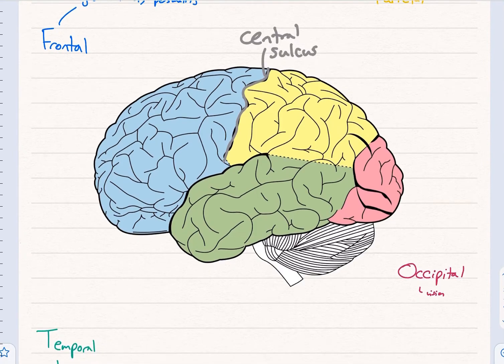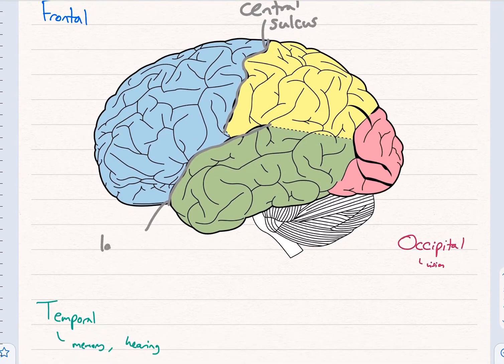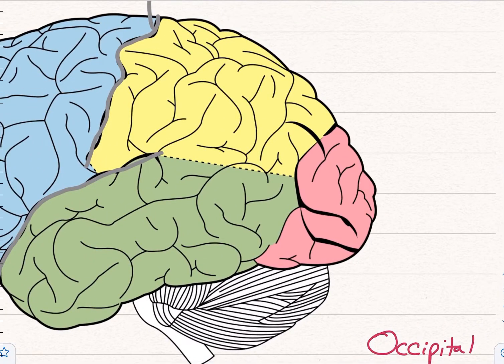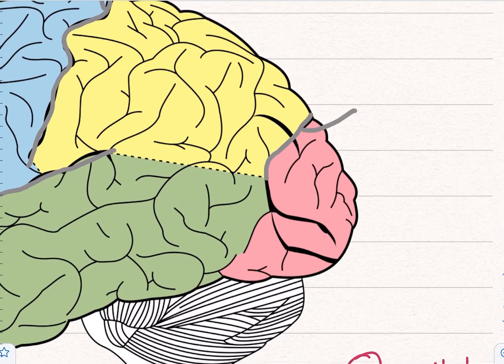The next one we're going to talk about is this one here. This is called the lateral fissure, also known as the Sylvian fissure. There are going to be different names for them, but don't worry about that. Another one we're going to talk about is over here, and this is the parieto-occipital sulcus.